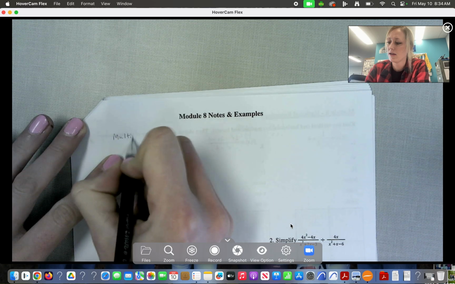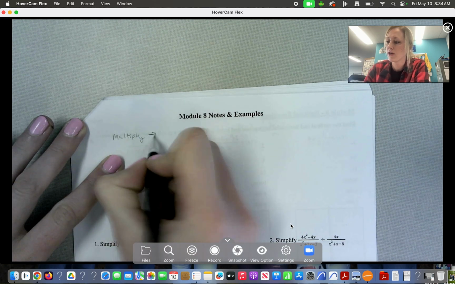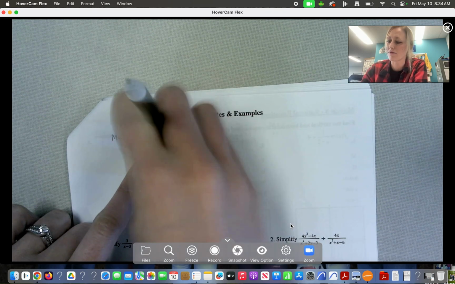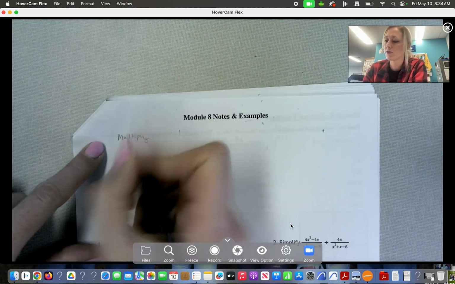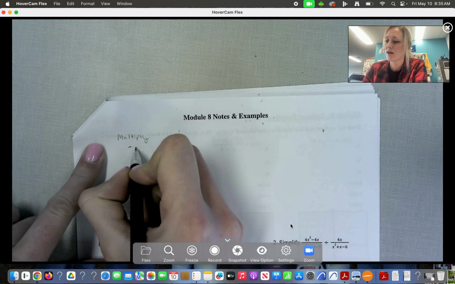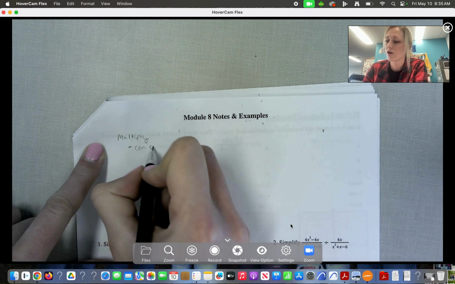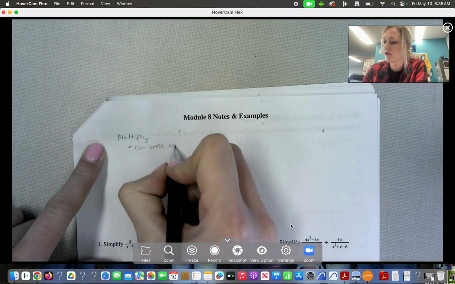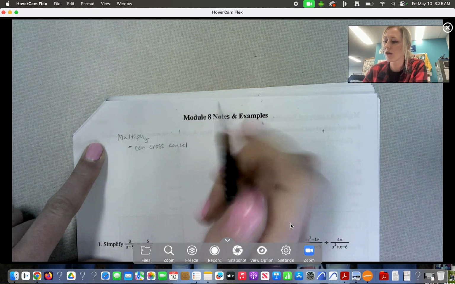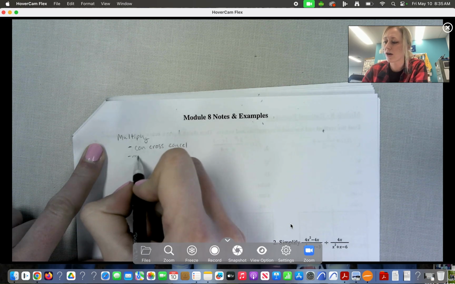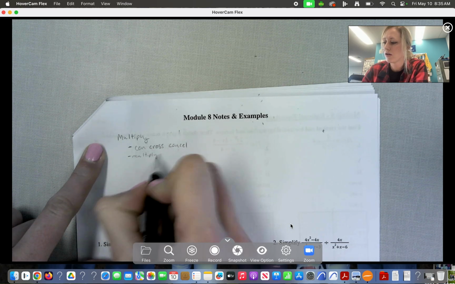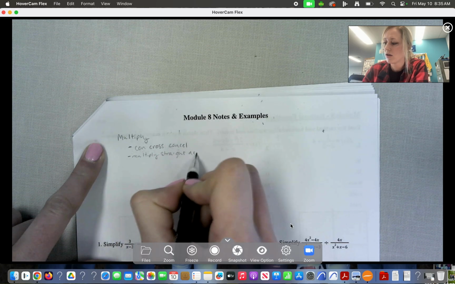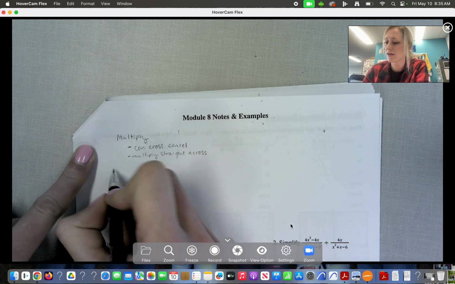multiply, we go straight across. Actually, I'm going to add this part first. So when we multiply, we can cross cancel. That's diagonally cancel common factors. Okay? And then multiply straight across.